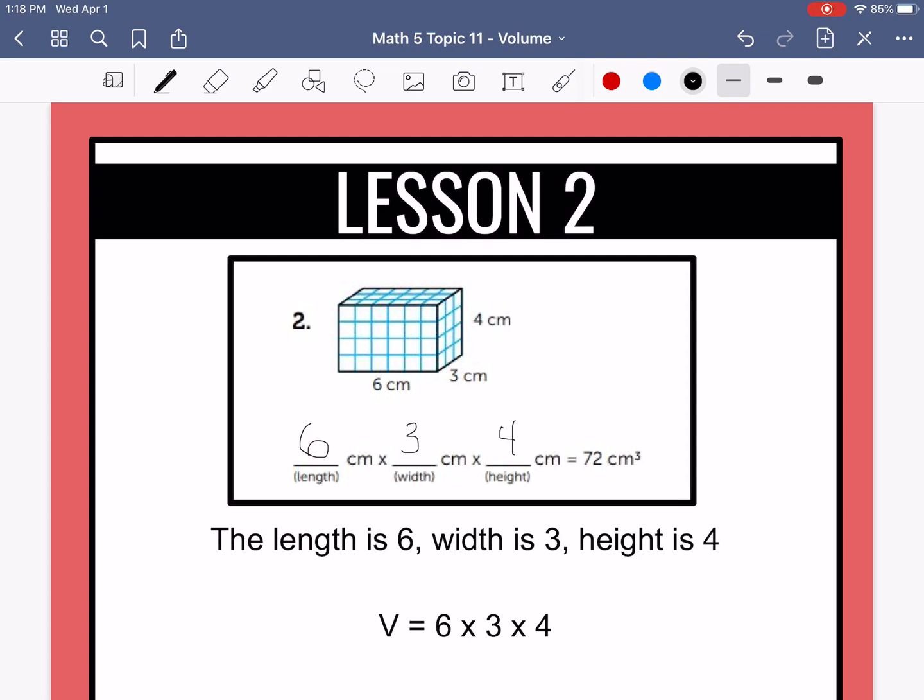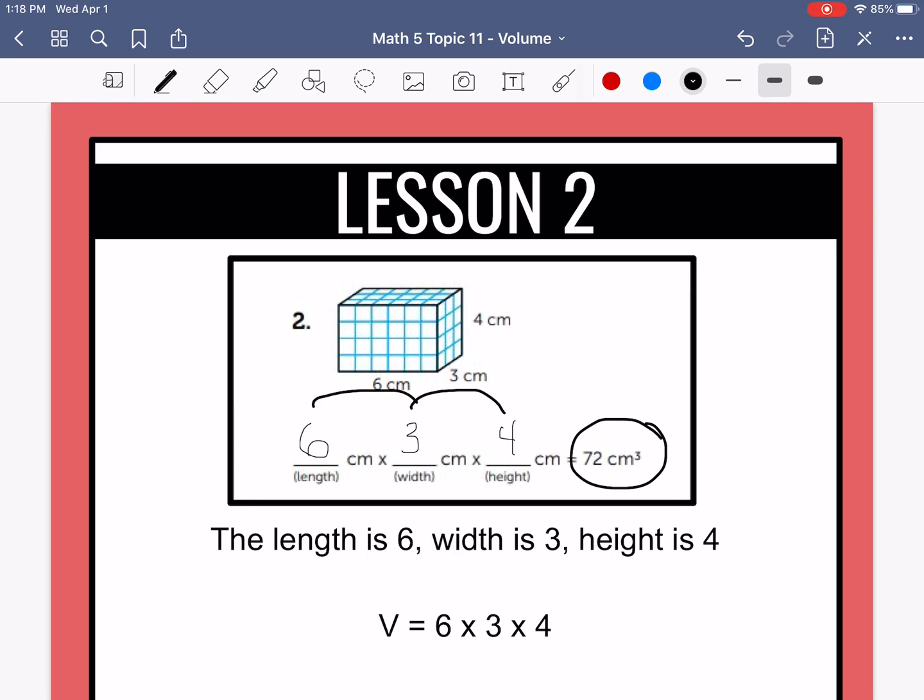Now, what would be the easiest way for me to figure this out? I know 6 times 3 is 18, but I don't know what 18 times 4 is, not offhand. So maybe I'm going to go this way. What's 3 times 4? Well, that's 12. And then what's 12 times 6? You should know that. And that is 72. So 72 centimeters cubed.